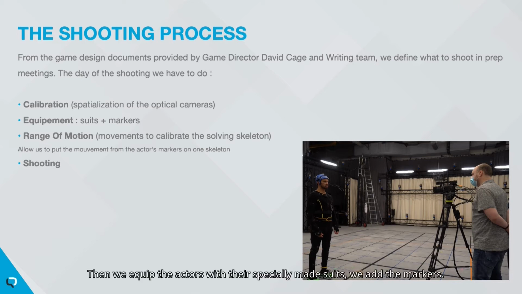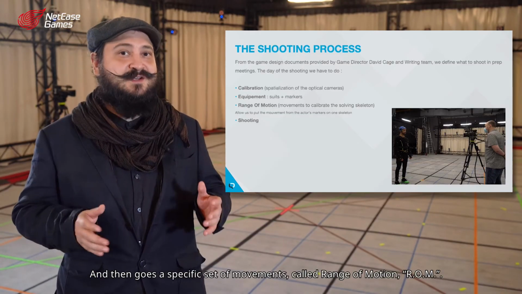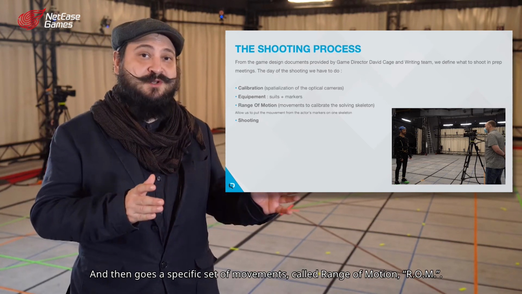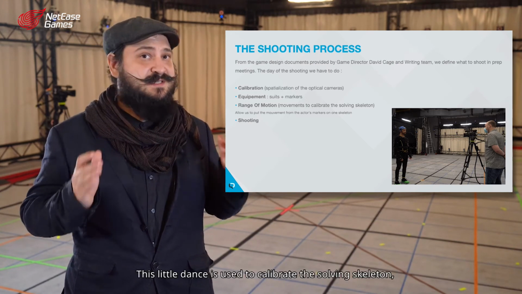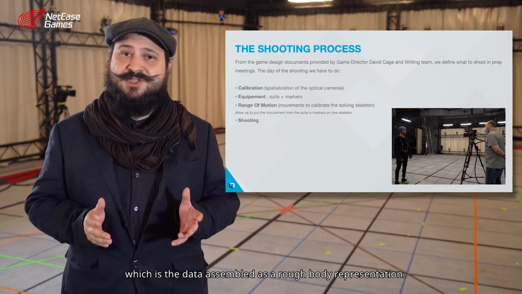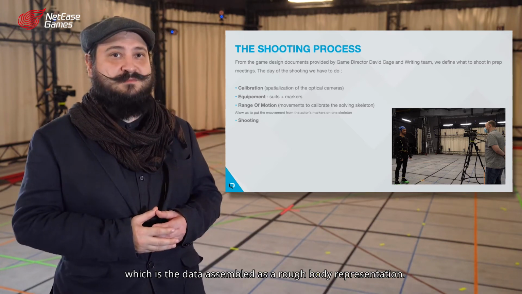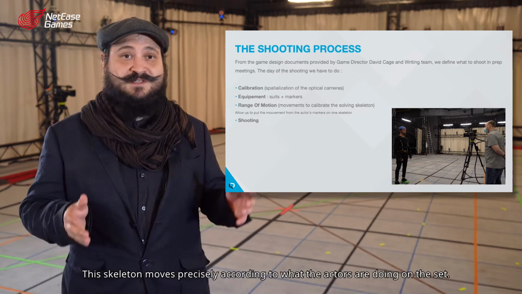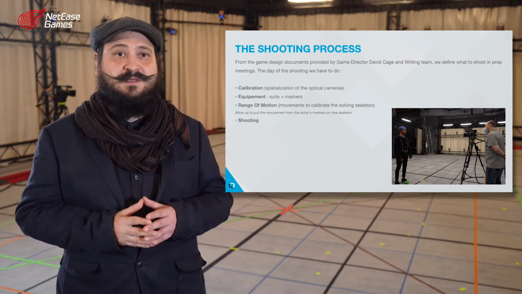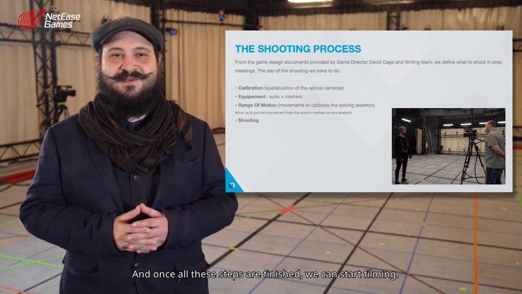Then, we equip the actors with their specially made suits. We add the markers, and then goes a specific set of movements called range of motion, ROM. This little dance is used to calibrate the solving skeleton, which is the data assembled as a rough body representation. This skeleton moves precisely according to what the actors are doing on the set. And once all these steps are finished, we can start filming.